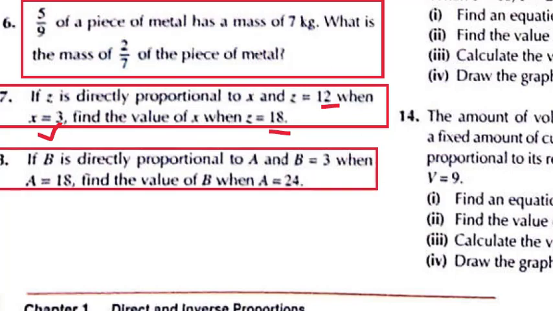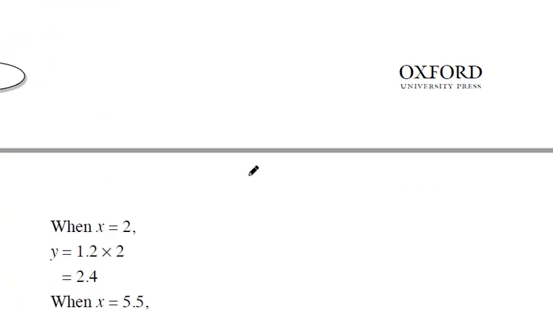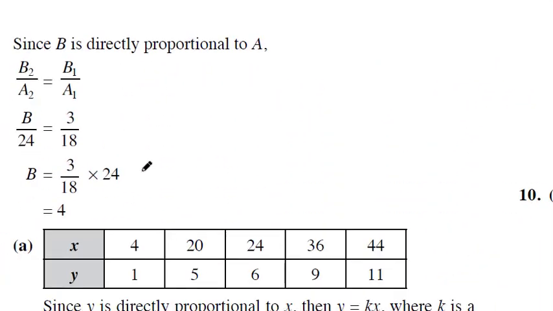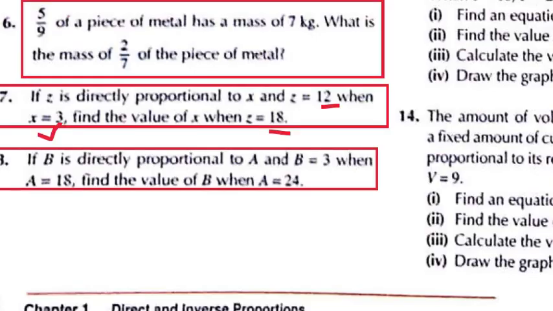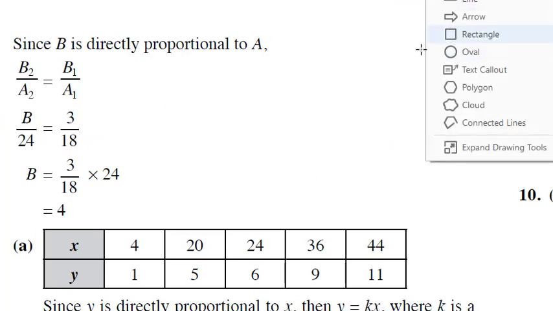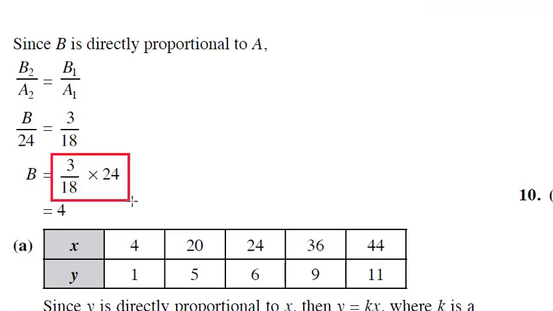Since b is directly proportional to a, we can write the equation b2 over a2 equals b1 over a1. And employing all the values, b over 24 equals 3 over 18, and if we calculate, 3 over 18 should be multiplied with 24. Either you may use the calculator or calculate it yourself, and you will get the result equal to 4.